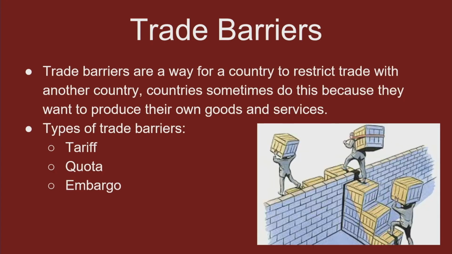So let's look at those trade barriers. There are three. Trade barriers are something that a country puts in place to restrict trade between certain countries. A lot of times countries do this because they want to produce their own goods and services, so they don't want their people buying outside sources. So these types of trade barriers are a tariff, a quota, and an embargo.